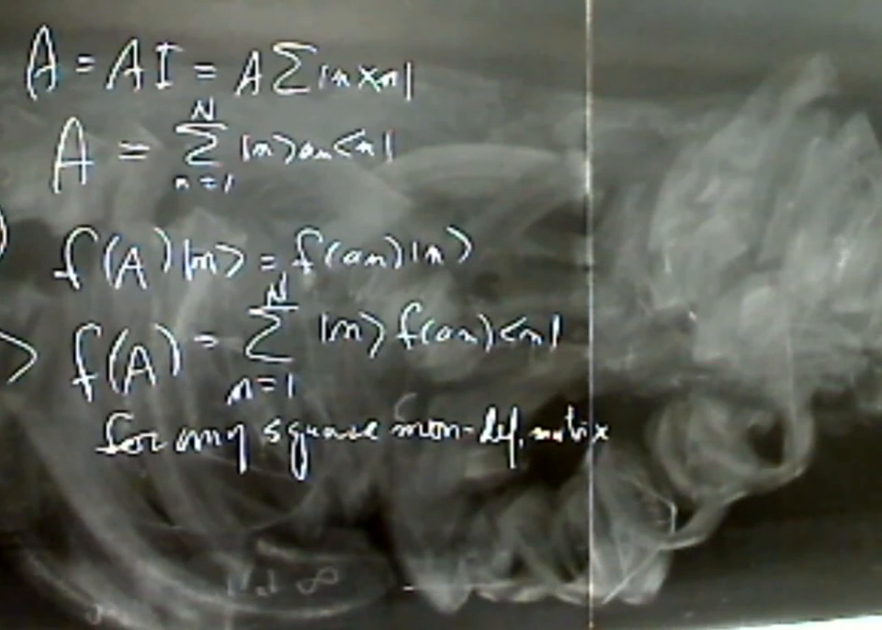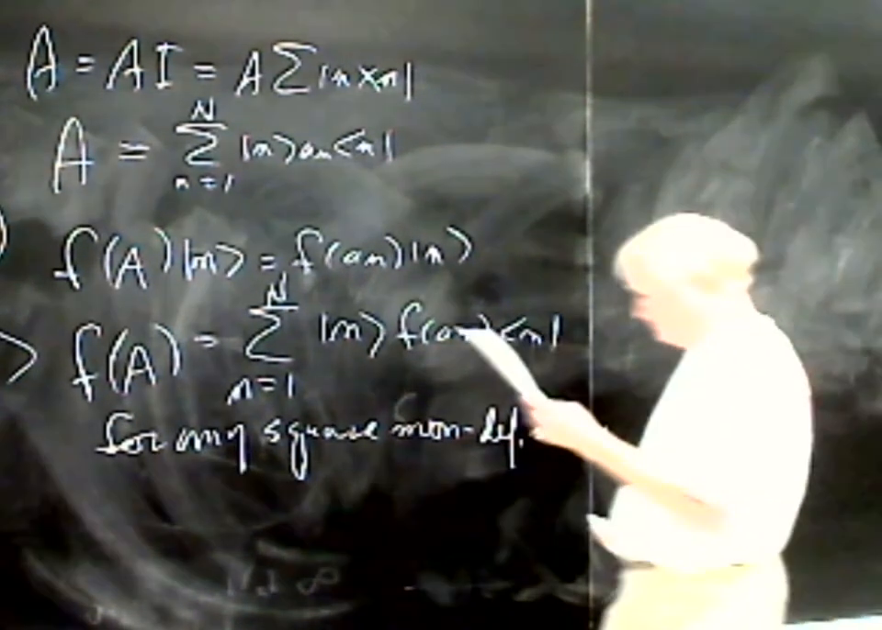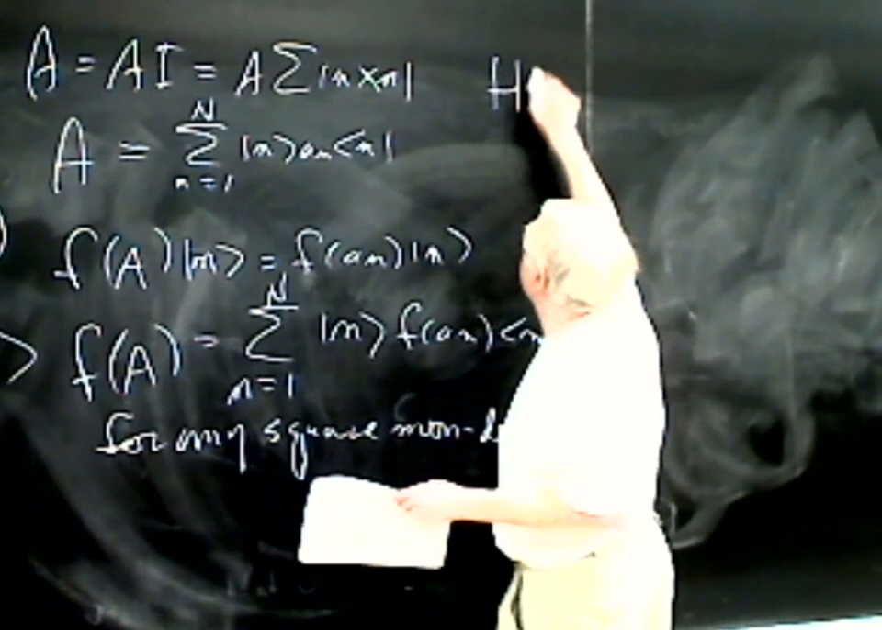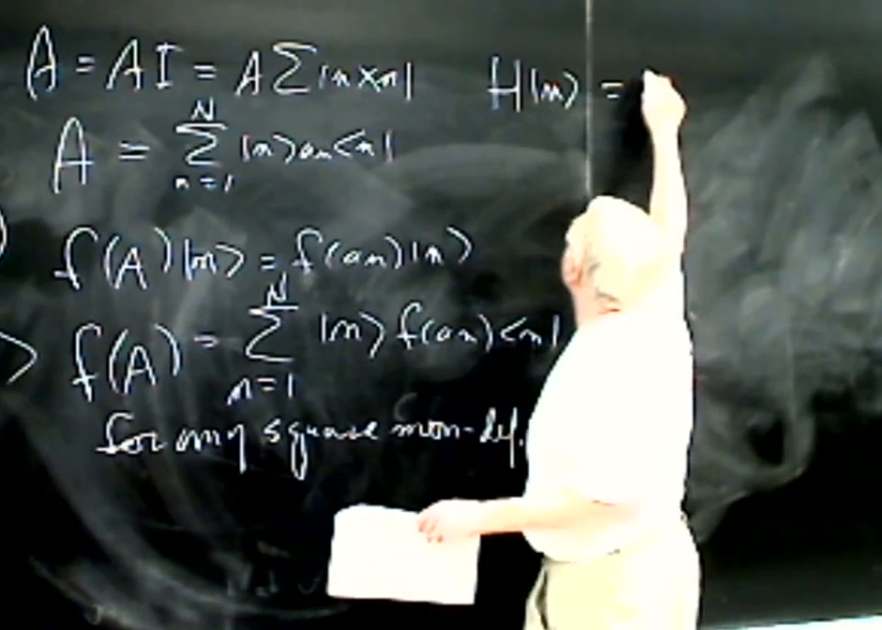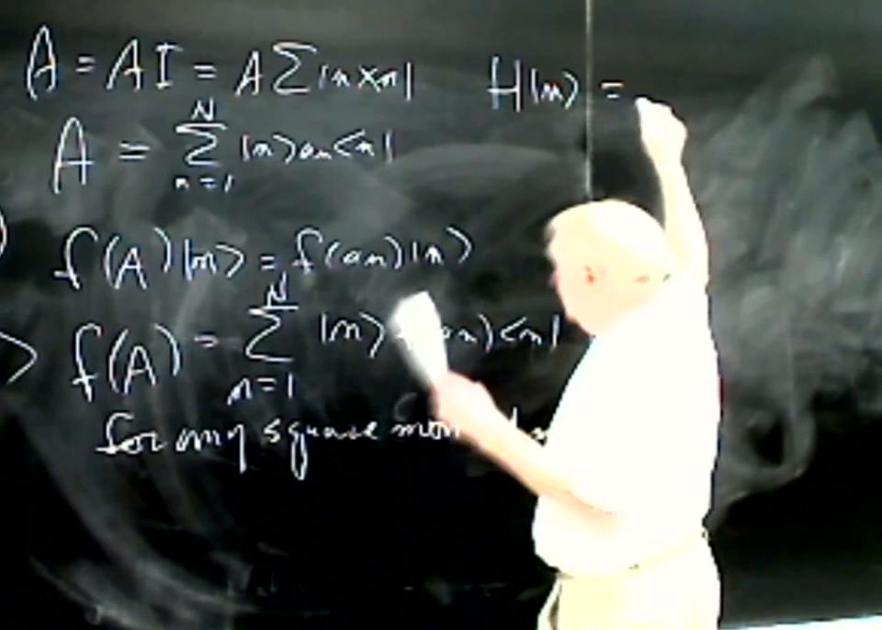Okay. Now, use is made of this all the time in quantum mechanics. So, as an example, consider the Hamiltonian. What did I use? E sub n.